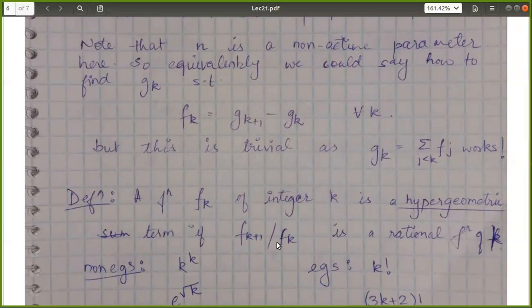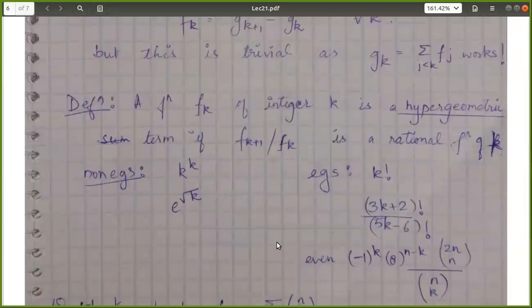Okay. Some examples of this are, let's say, k factorial. Then f of k plus 1 is going to be (k plus 1) factorial, and f of k is going to be k factorial. So f of k plus 1 over f of k is going to be k plus 1. Similarly, this k plus 1 actually turned out to be a polynomial.